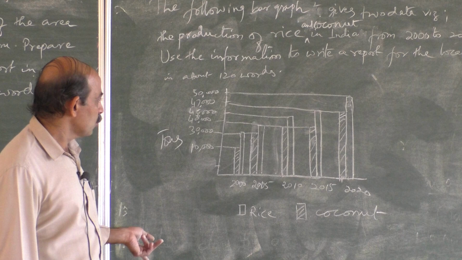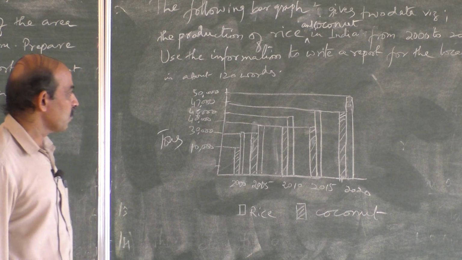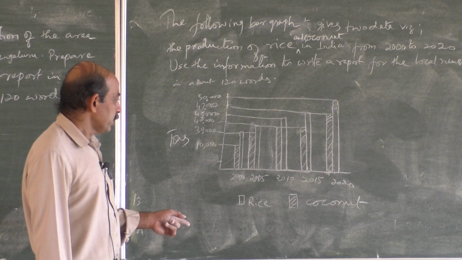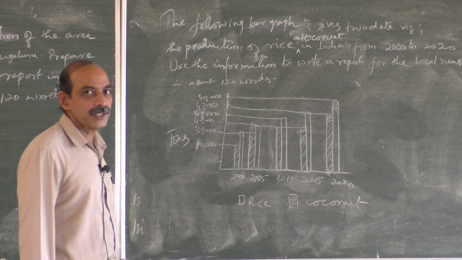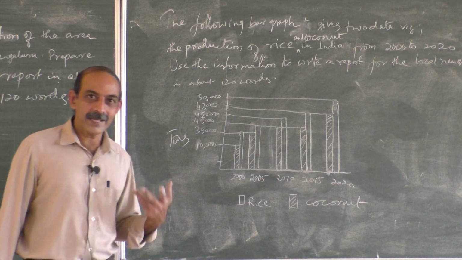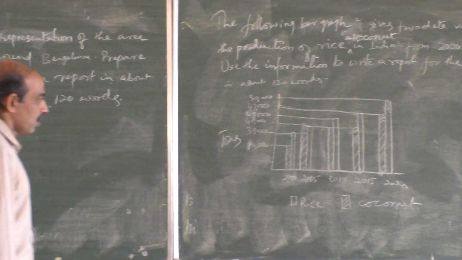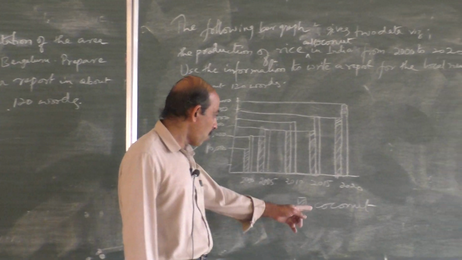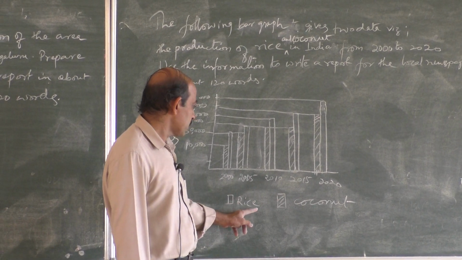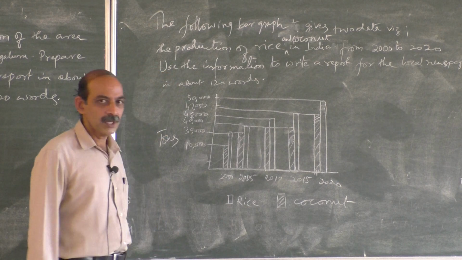And then you have to give a conclusion also. That is also very much important: the production of rice is not increasing at the speed of coconut, which means that the agriculturists, farmers especially, are switching to coconut from rice production, which you have to understand.